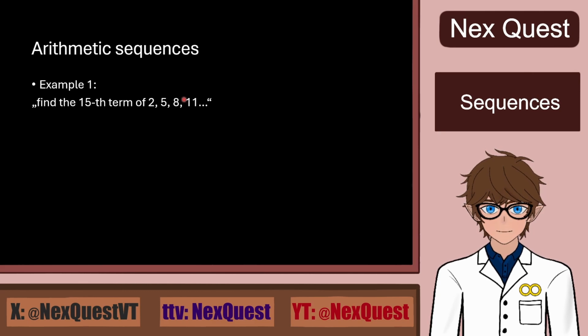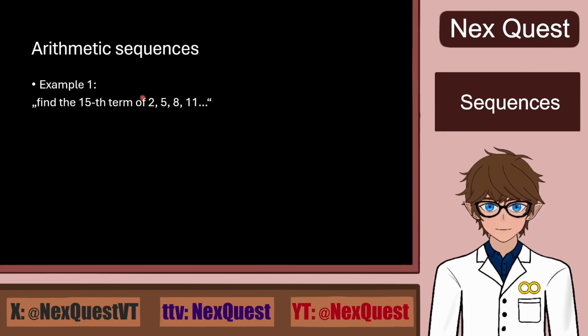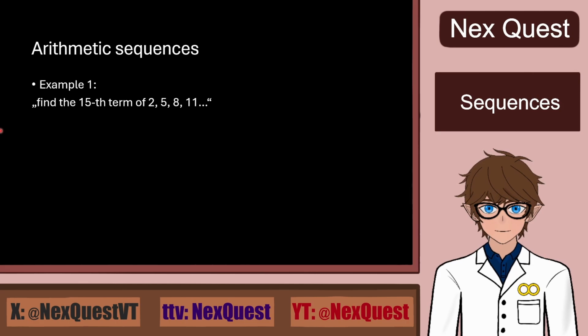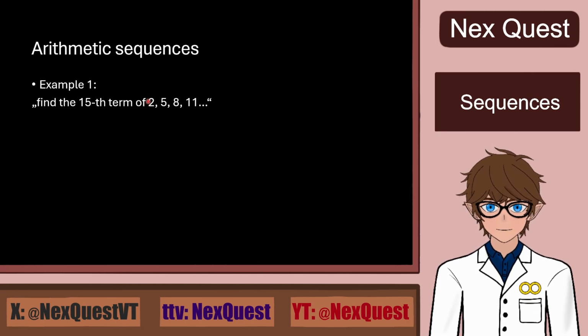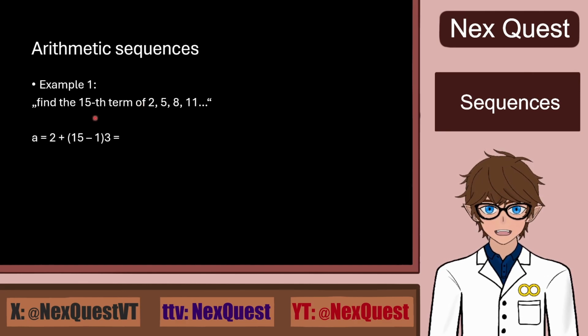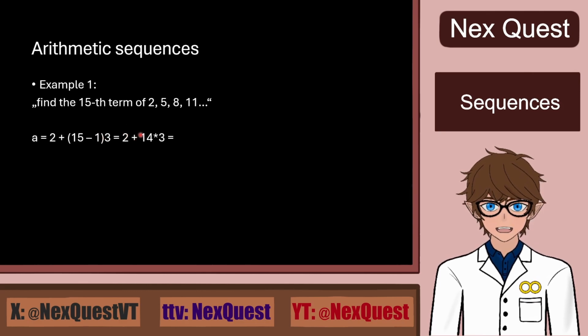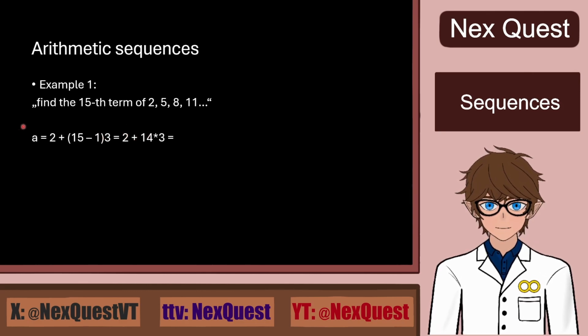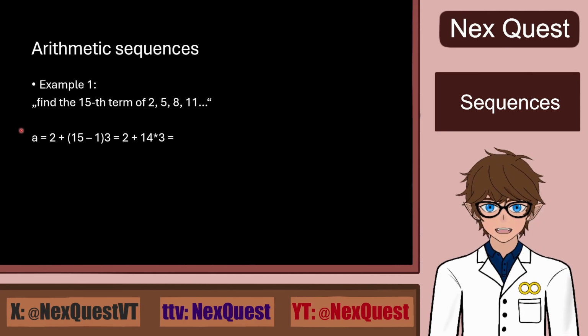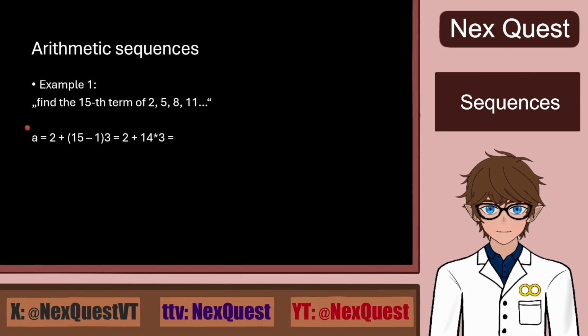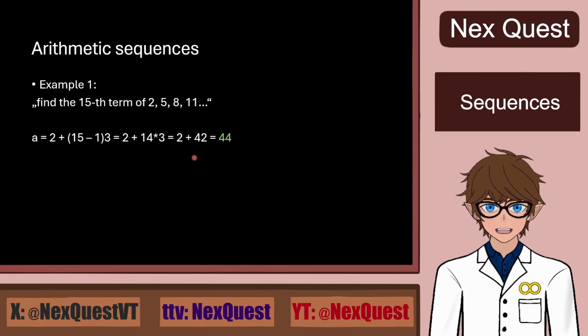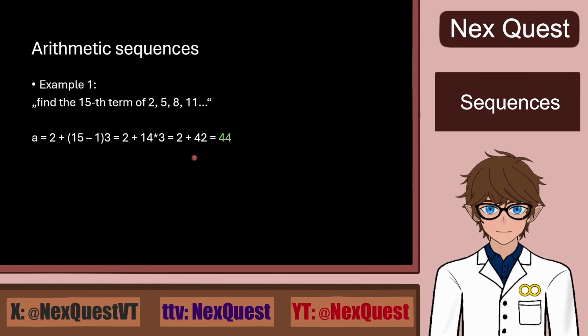For example number 1, we have to find the 15th term of the sequence 2, 5, 8, and 11. So we know that n is 15, a1 is 2, and the difference is, let's take 5 minus 2, which is 3. So this gives us the formula: first term plus n minus 1 times 3, which is 2 plus 14 times 3. Of course, as I said before, I will use a instead of an because it's just simpler to write. And we have 2 plus 42, which gives us 44. So there we have it.